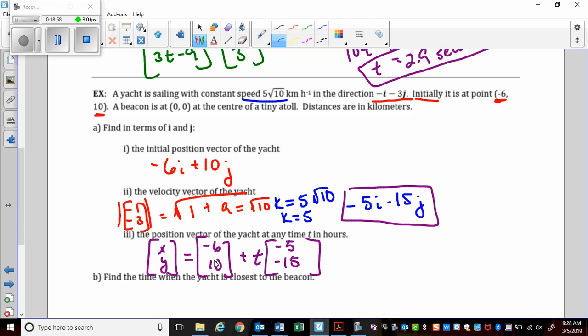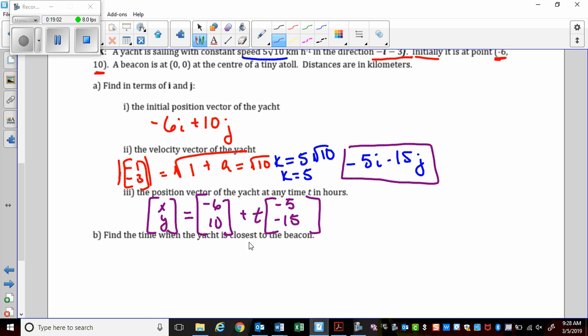Find the time when the yacht is closest to the beach. So you're going to have to find the vector for it, which is going to be something like this, minus, actually it's going to be -0, 0 probably, right? And then you are going to use the dot product and find out when that equals 0. I want you guys to try this one.